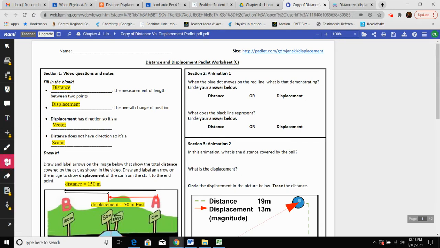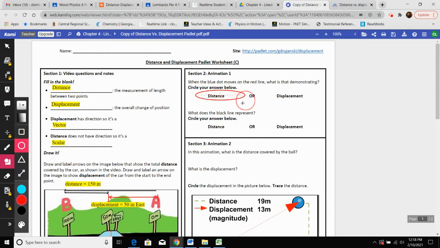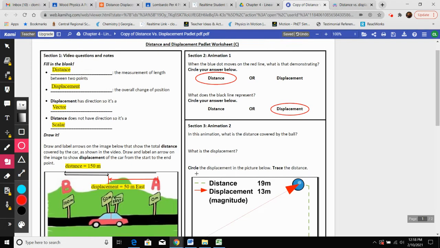So I'm going to click on shapes again, go to insert ellipse, and I'm going to just boom, right over that. Okay, the black line was supposed to represent displacement. Click on that, bam, done.